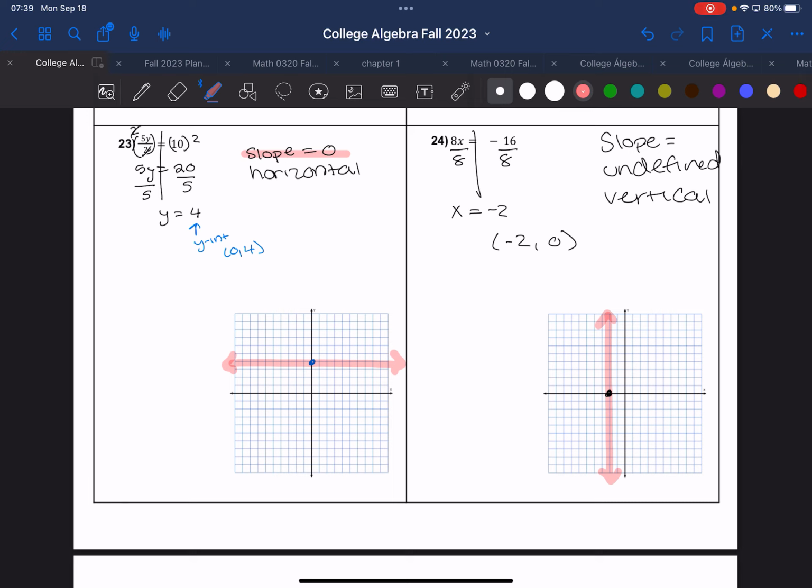For number 23 and number 24, there is no way to really know if it's horizontal or vertical unless you just know that concept, okay? You couldn't figure that out mathematically unless you know that if you have a 0 slope, it's horizontal. If you have an undefined slope, it's vertical. So that's something definitely to memorize if you haven't already.